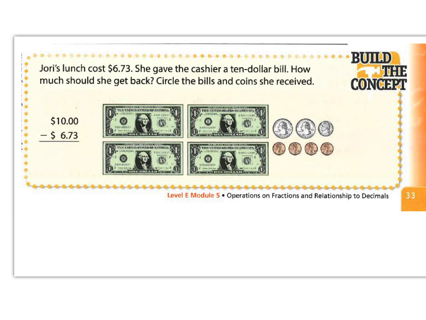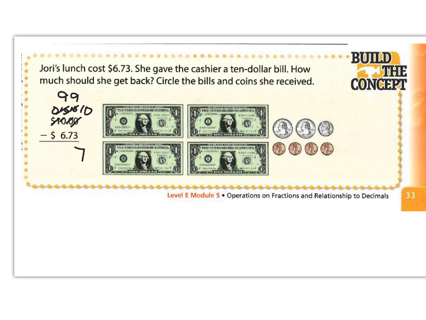All right, if we look at this, it says Jory's lunch cost $6.73. She gave the cashier a $10 bill. How much should she get back? Circle the bills and coins that she received. So $10 minus $6.73 to figure out how much change she gets. Well, again, we have to borrow all the way over to that 1, make it a 0, so that this can be a 10, but then we have to borrow from there to make it a 9 to make that a 10, borrow from there, make that a 9 to make that last one a 10.